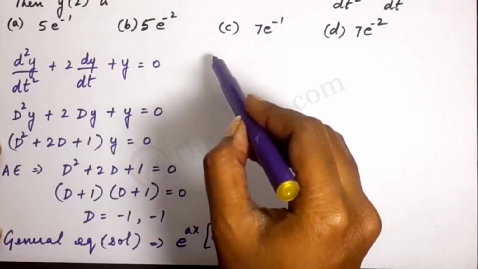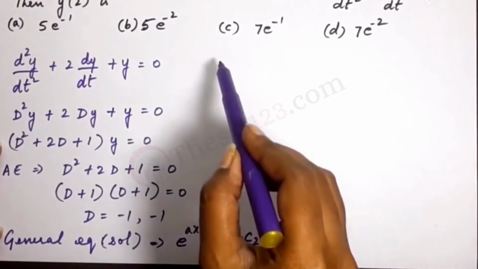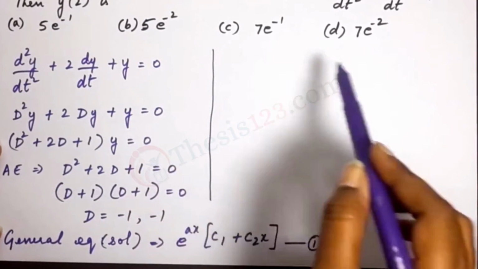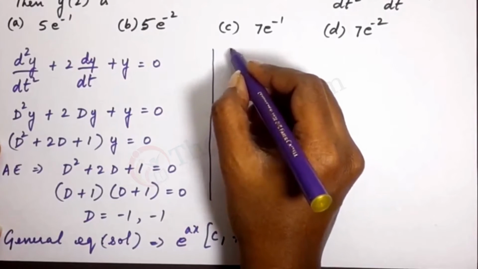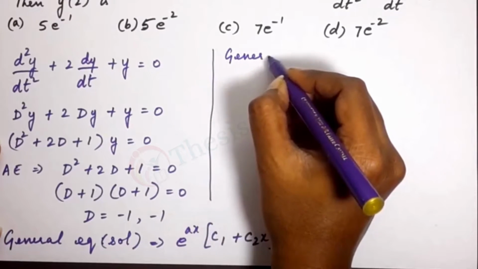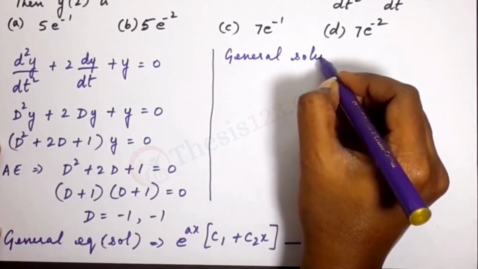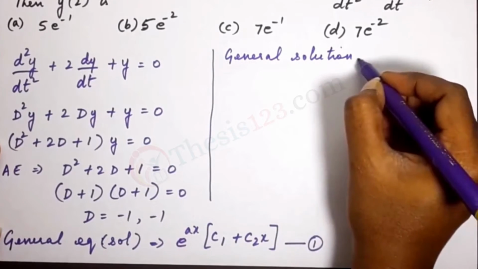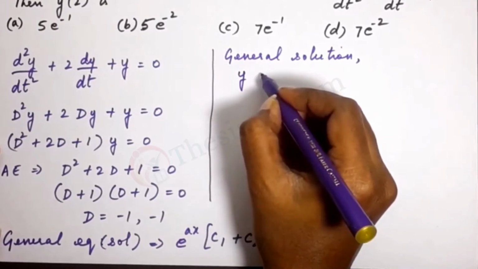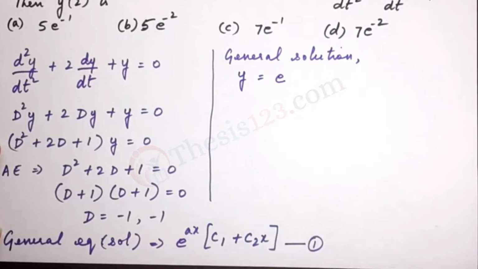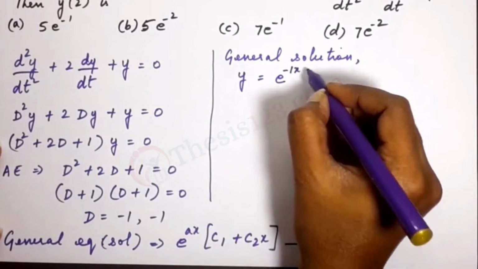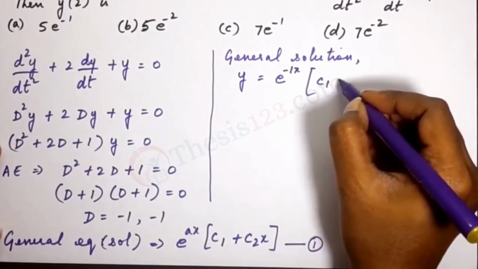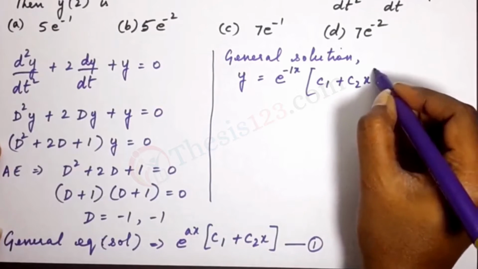I think I can write it on the side over here, so please see. I'll write it here. So the general solution: y is equal to e power, now what is a? A is the root that we have here, minus 1. So minus 1x times c1 plus c2x.